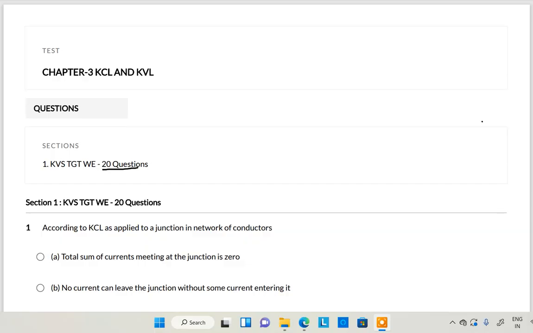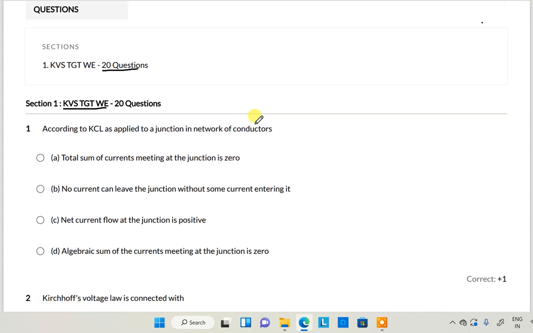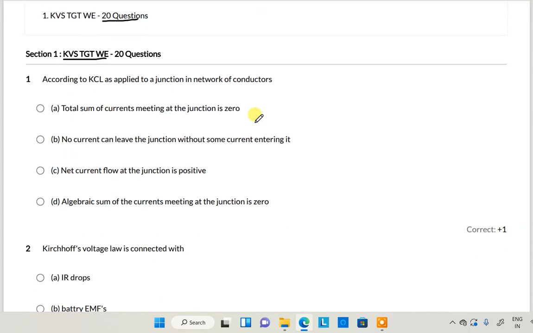Now we are moving to test series number 3, that is KCL and KVL, chapter 3. This test series is related to the KVS TGT work experience teacher. In total we have 20 questions. Let us start with question number 1.